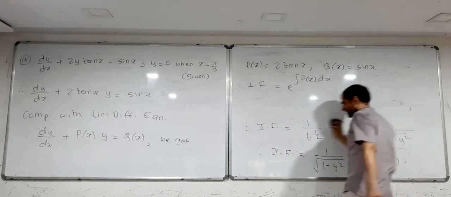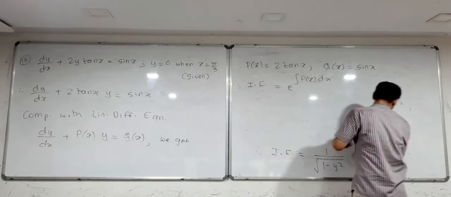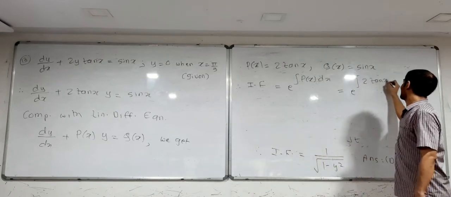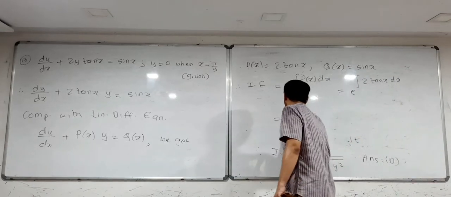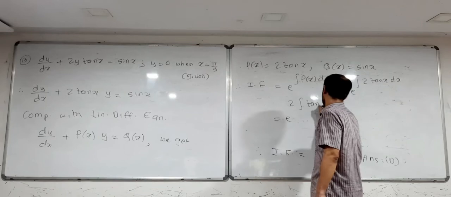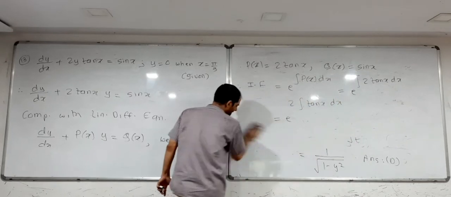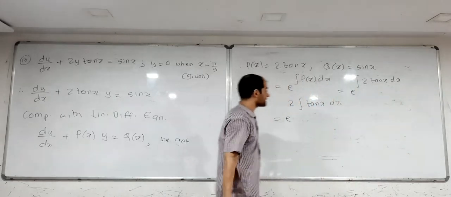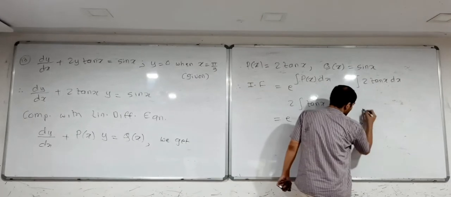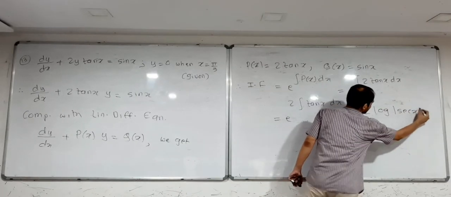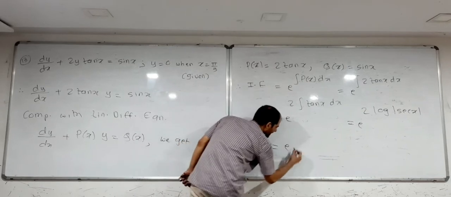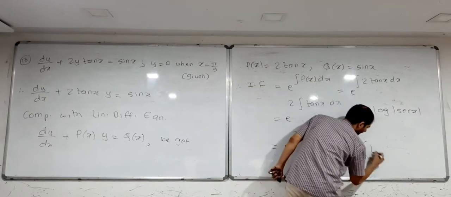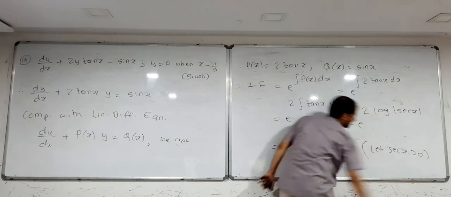Integrating factor is e raised to integration of p of x dx, which is e raised to integration of 2 tan x dx, which is equal to e raised to 2 outside integration of tan x dx. Now what is integration of tan x? Log mod sec x. So इधर लिख देते हैं e raised to 2 times log mod sec x. Okay, now e raised to 2 times log of sec x to the base e. Okay, just assume let sec x greater than 0.